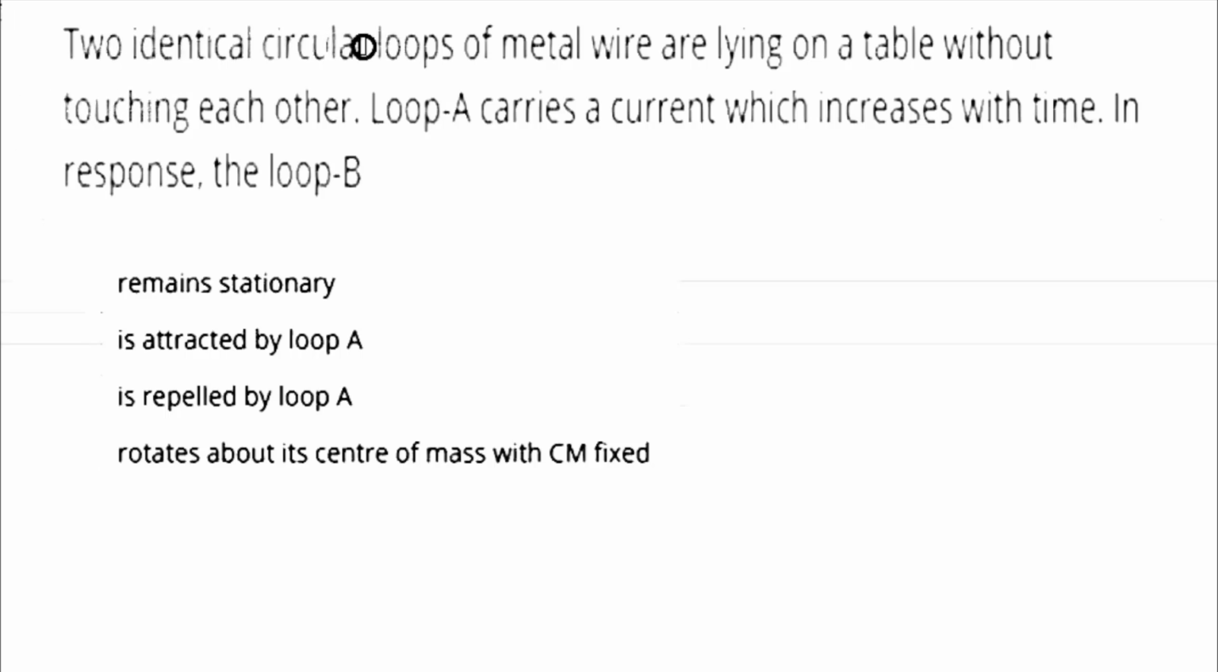Two identical circular loops of metal wire are lying on a table without touching each other. Loop A carries a current which increases with time. In response, the loop B. So if you see, when the current increases, let us talk about the direction of the induced current.